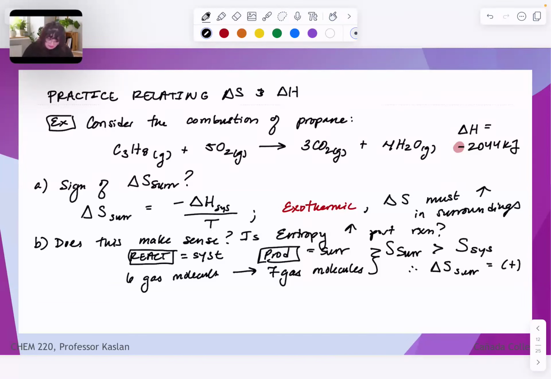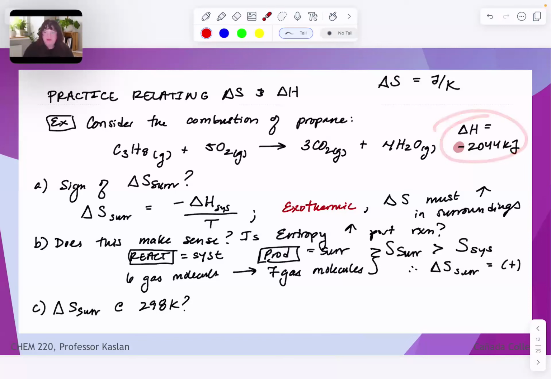And then let's figure out what is the value of this enthalpy change at 298 Kelvin. So let's remember the units of delta S are in joules per Kelvin. And our enthalpy is typically in the unit of kilojoules per mole. Here we are reacting 1 mole of propane, right? So we can treat this as just net kilojoules because we've reacted the 1 mole of propane.